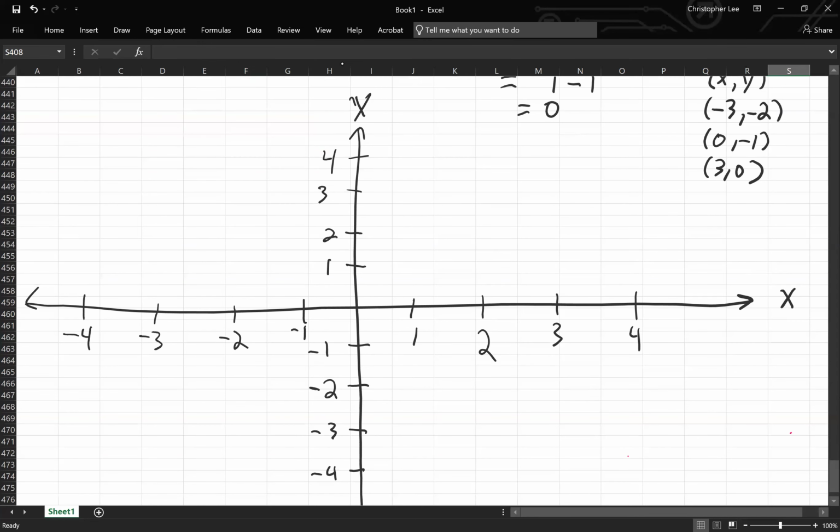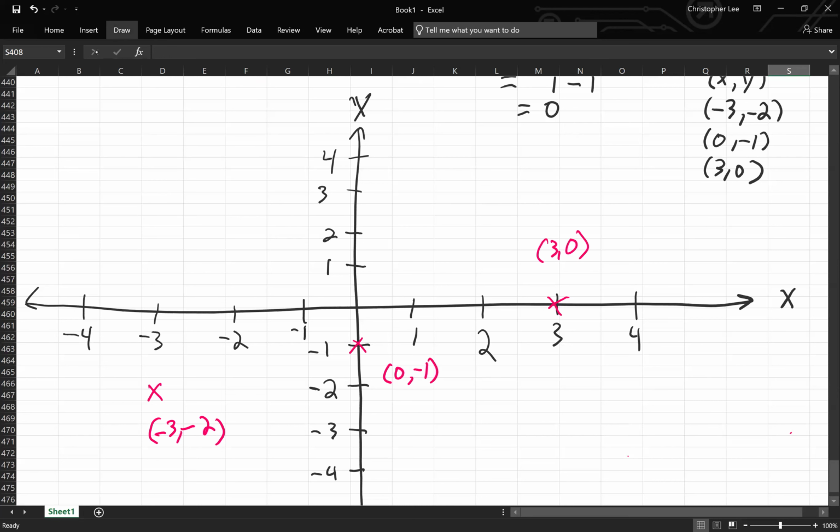And then what do I want to do, right? I want to plot these points. So I have -3, -2 right here. Bam. What's my next one? 0, -1. So come to 0, go to -1 right here. Boom. And then last one, 3 comma 0 right here. All right. Now, don't forget the labels. So this is -3, -2. This is 0, -1. And then this one is 3 comma 0.